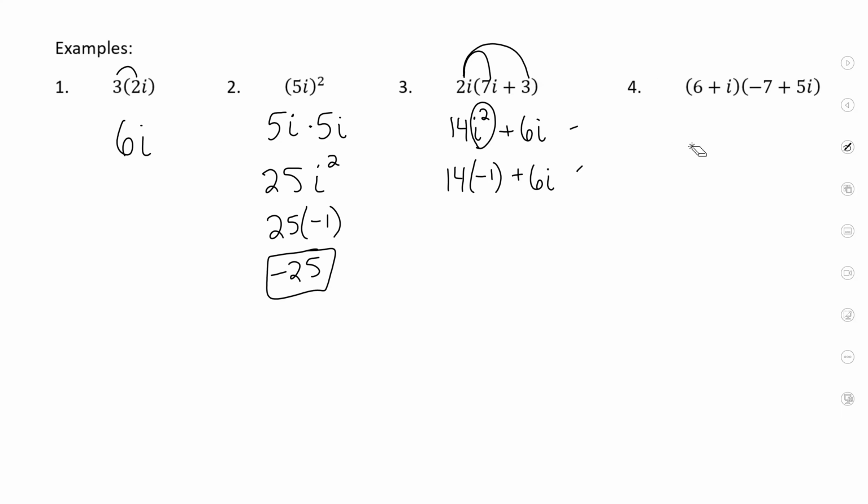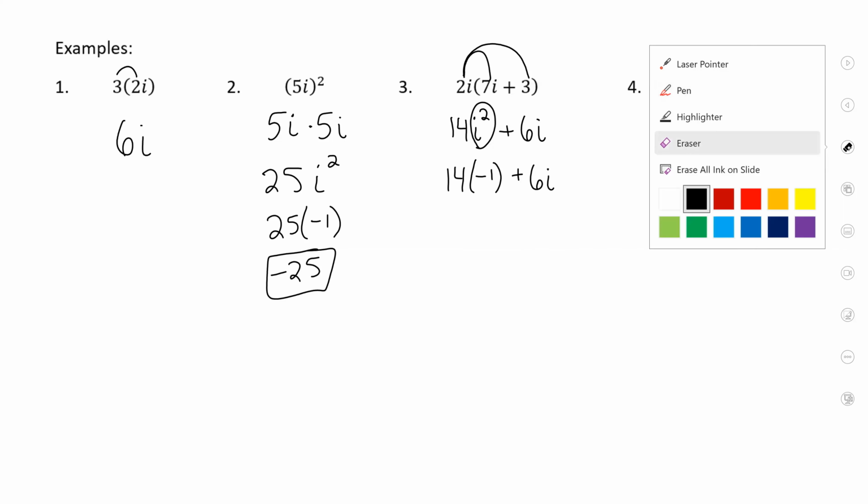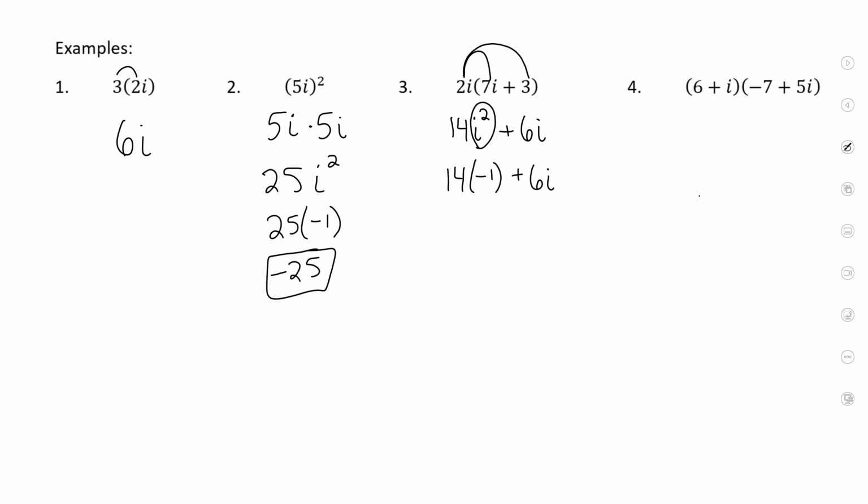Okay? So now 14 times -1 is -14. And this is plus 6i. Sorry, that looks like a b. That's your answer. We cannot combine these. They both need an i in order to combine them. These aren't like terms, so we keep them separate.